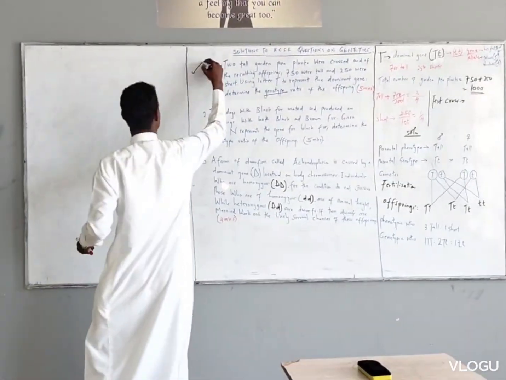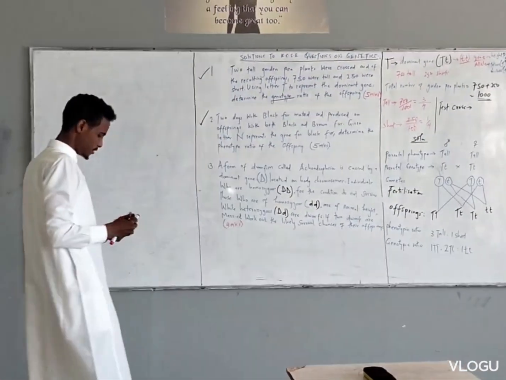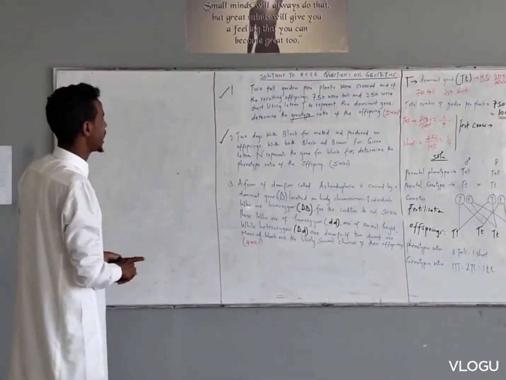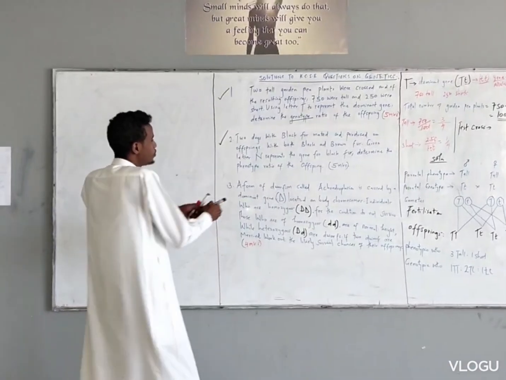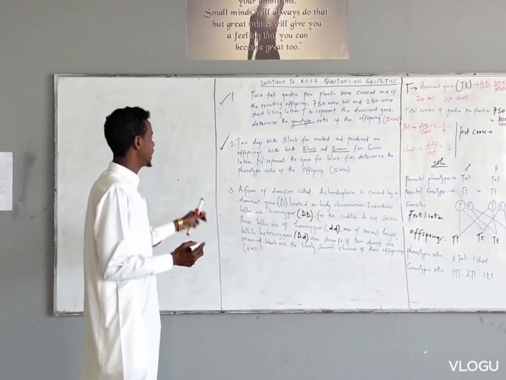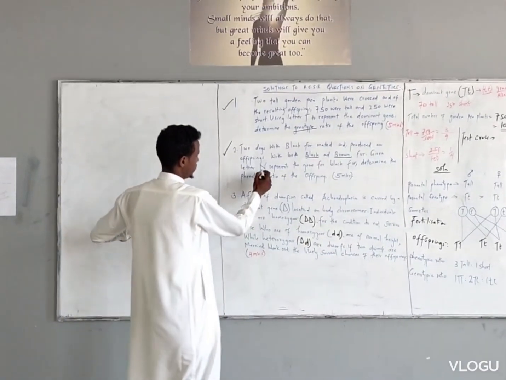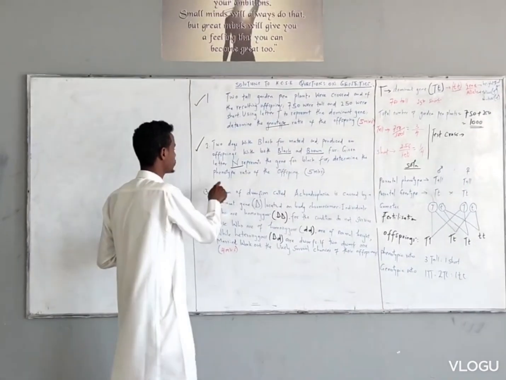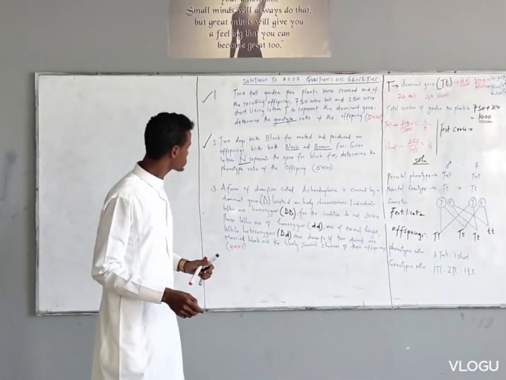Now, this question is done again. Now let's come to this question. Two dogs with black fur mated and produced offspring with both black and brown fur. Given letter N to represent the gene for black fur, determine the phenotypic ratio of the offspring.